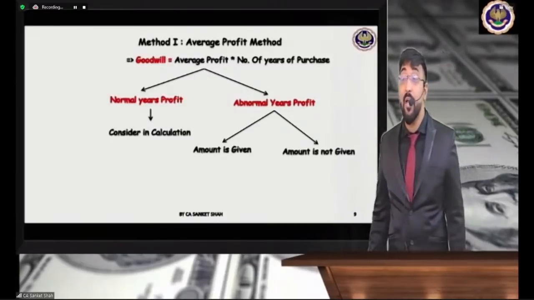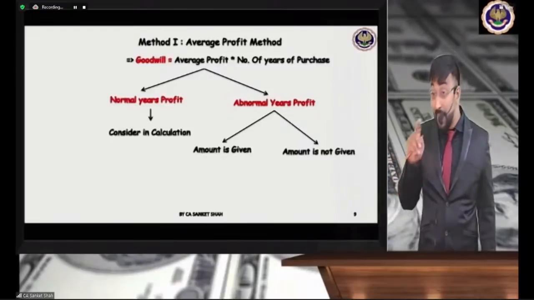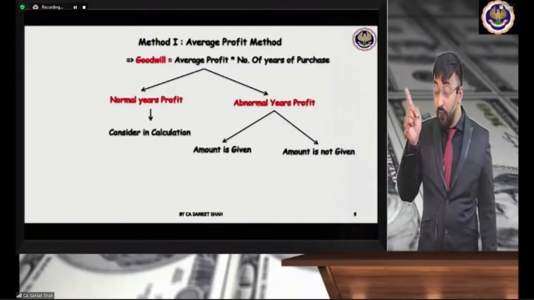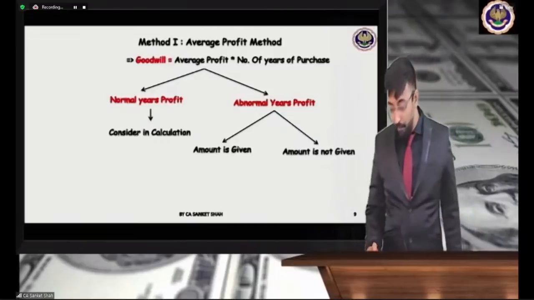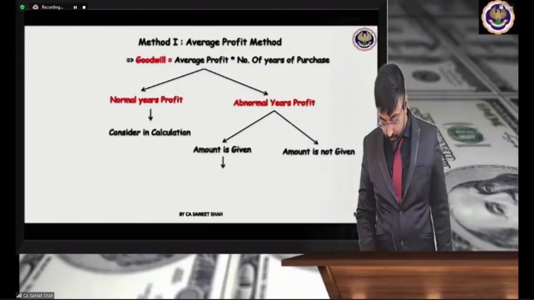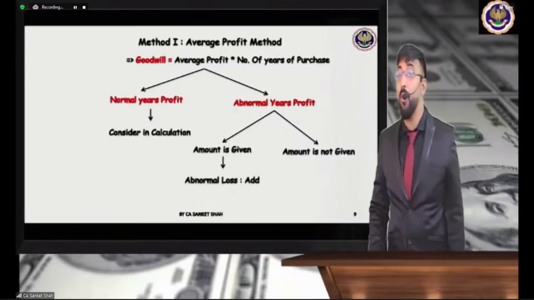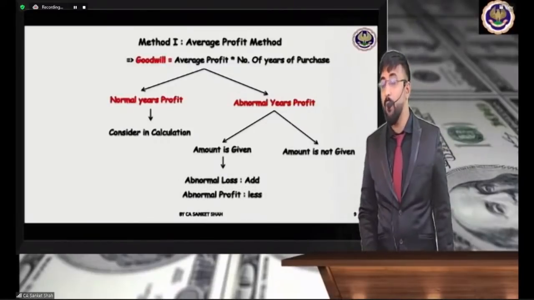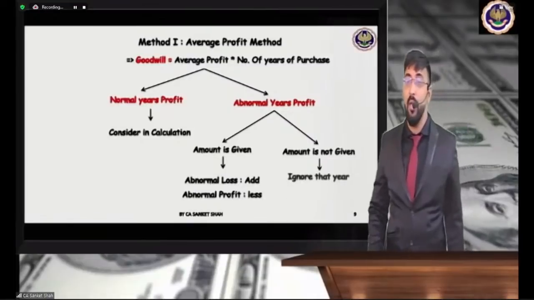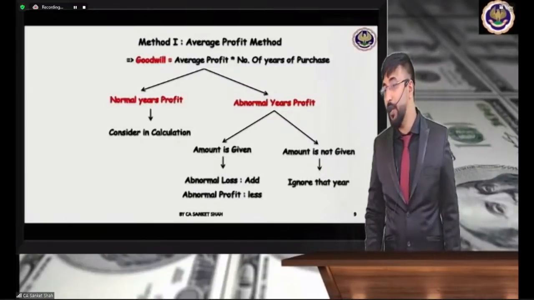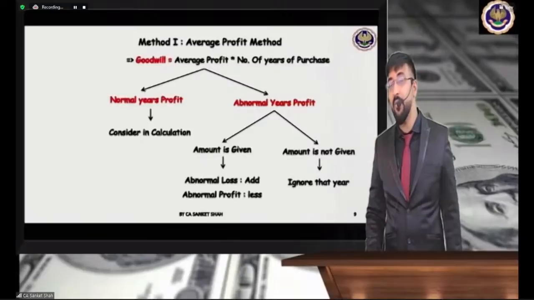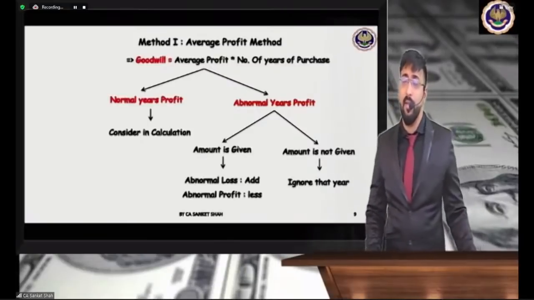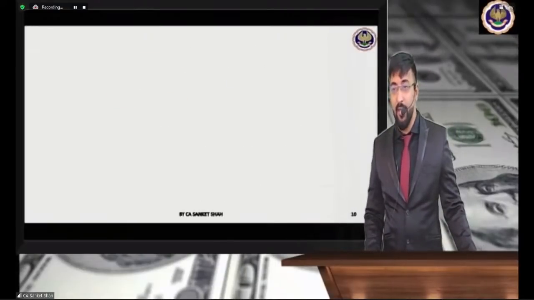This is a revision. Whenever you are doing revision of goodwill, please re-watch my session. Okay. So amount is given. Yes, this is abnormal loss you are going to add, and abnormal profit you are going to less. Palak, what about amount is not given? Ignore that year. Very good. So normal years will be considered. Abnormal years, amount is given, then abnormal losses are added, abnormal profits are less, and amount is not given, ignore that year. Okay.